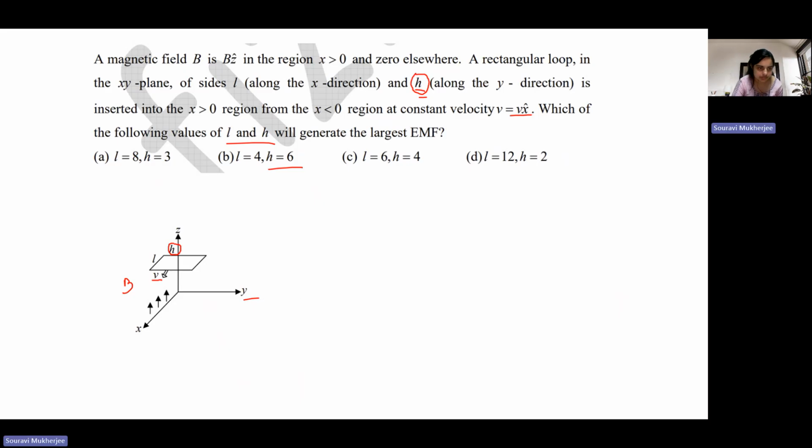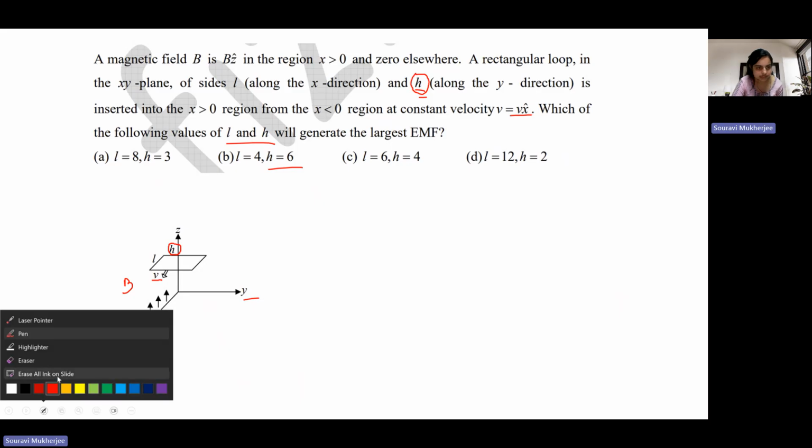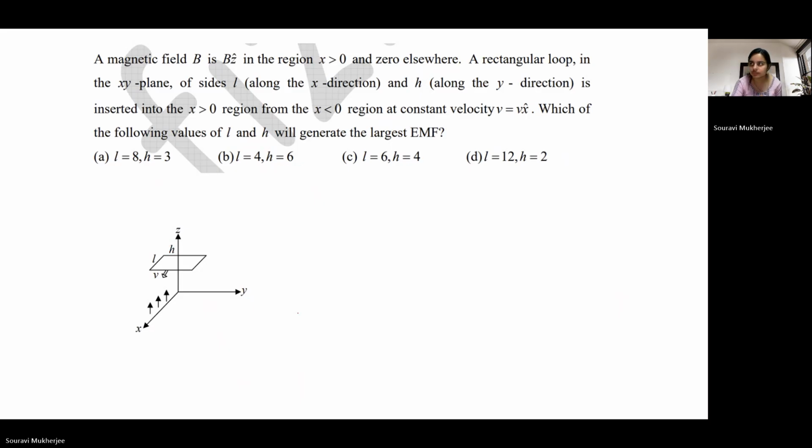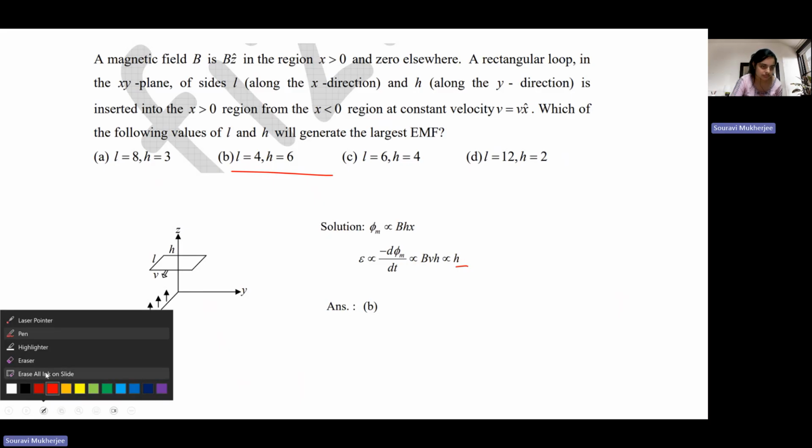Okay. So these are very simple yet useful questions which make use of the concepts that we had been discussing. So phi, the magnetic flux, is proportional to BHX. So basically H matters. Okay. So the answer here is B. The H is the dimension which is perpendicular to both the velocity direction as well as the field direction. Okay.